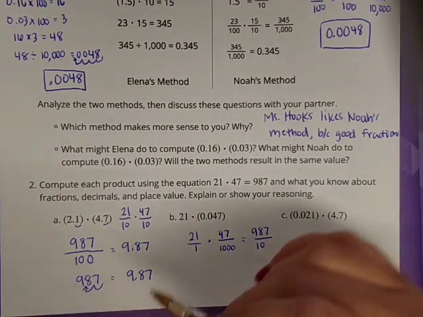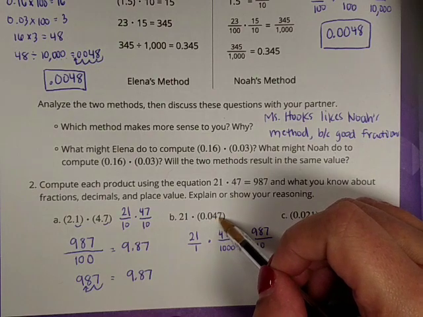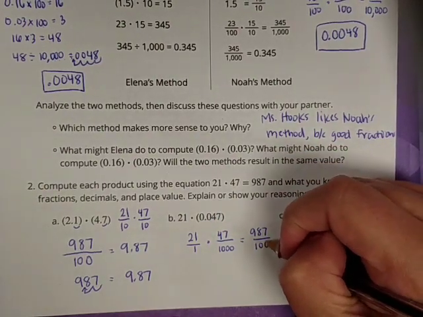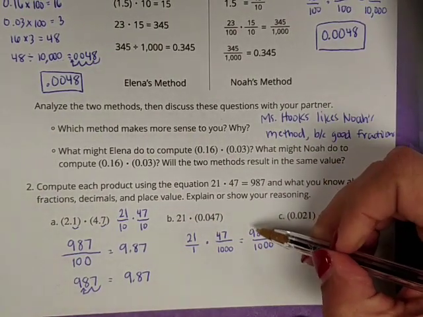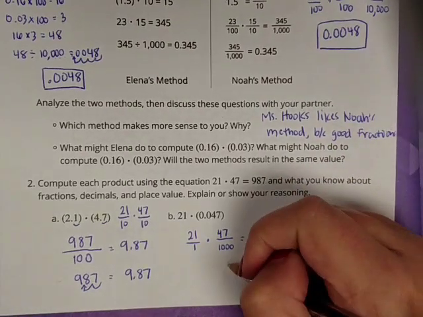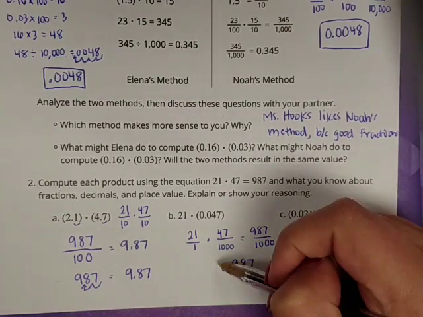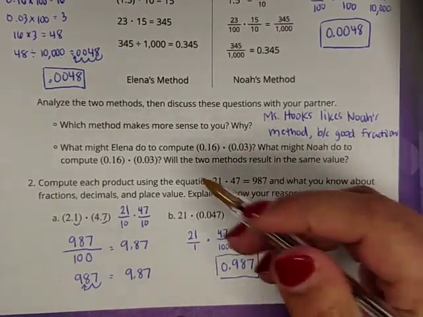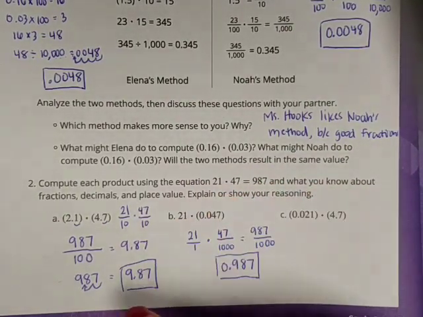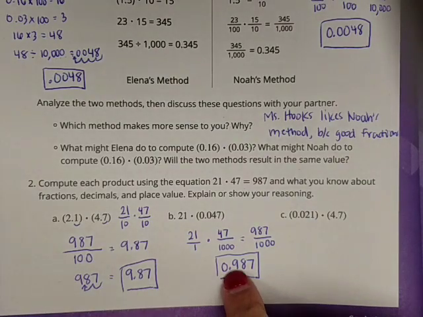Why is that not working? Tens, hundreds, thousands. Oh, sorry. Yep, this is fine. So then this is 987 over 1,000, which is now going to be 0.987. So the answer to this first one was 9.87. The answer to this one is 0.987.